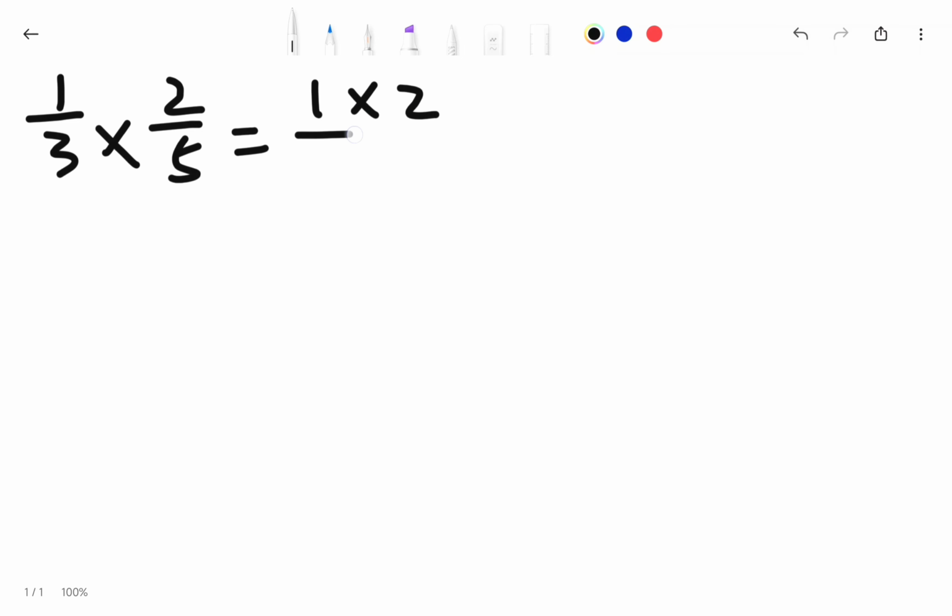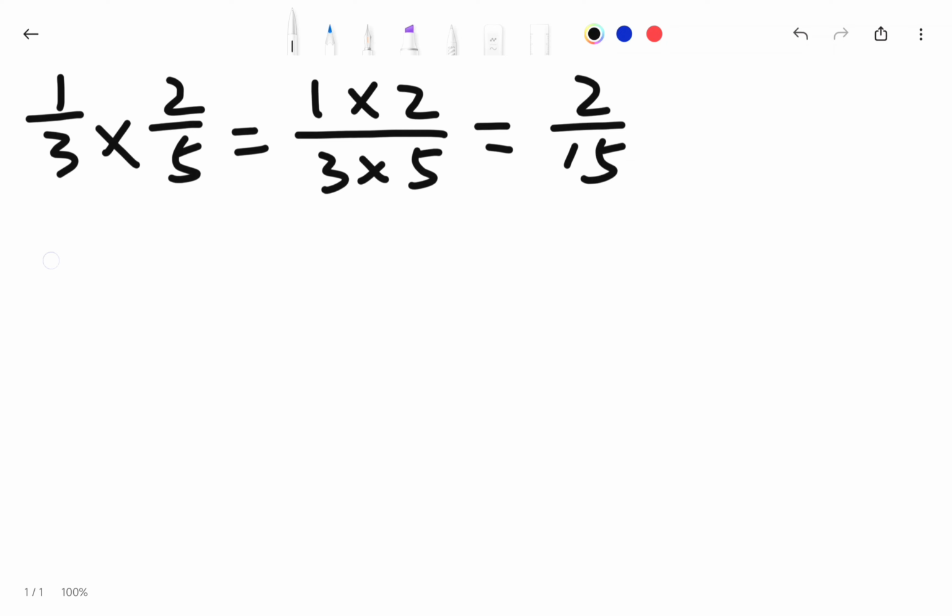Let's start with the multiplication of fractions. The method is multiplying the top numbers like this and multiply the bottom numbers like this, to get the final answer. Okay, it's pretty straightforward, isn't it?